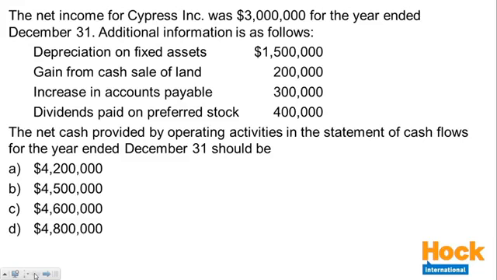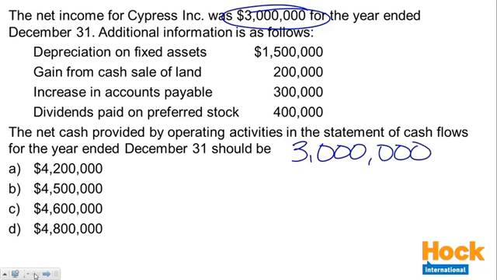The question is, the net cash provided by operating activities in the statement of cash flows for the year ended December 31st should be how much? Well, we're doing the indirect method here, and we're going to start with our net income of $3 million, and make adjustments to that for things that either are cash items that are not included in net income or items that are included in net income that are not cash items. So we're going to convert that net income number into essentially cash flows from operating activities. So we start with our $3 million.